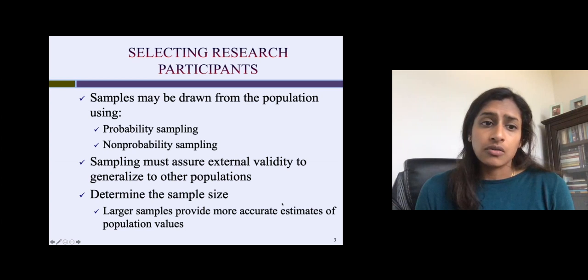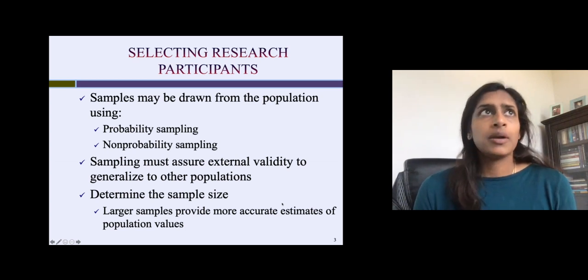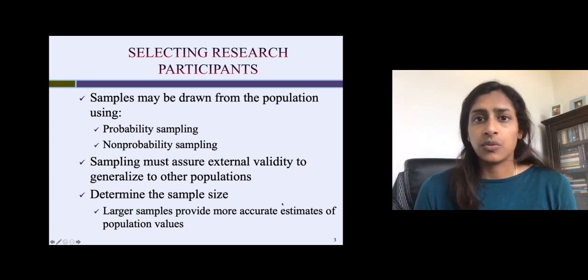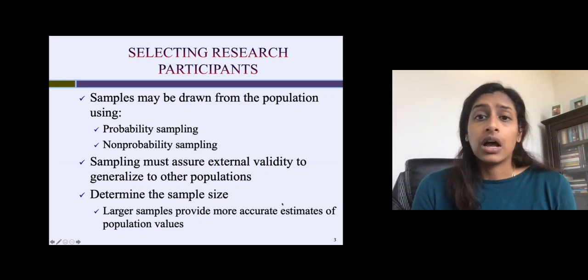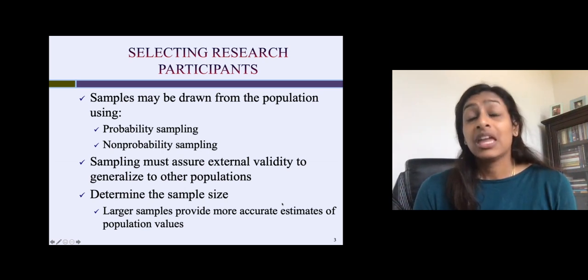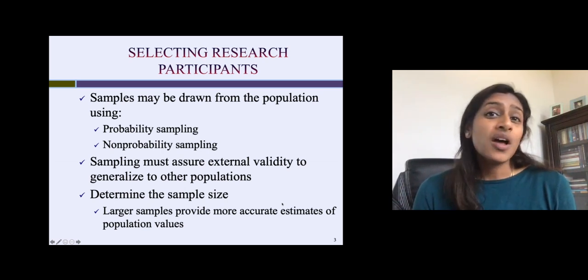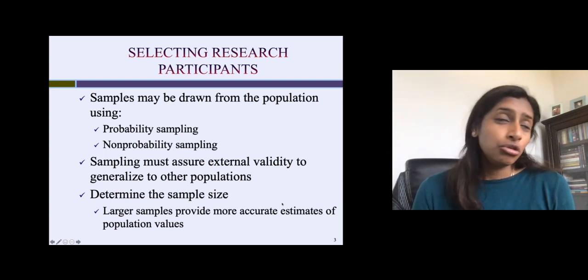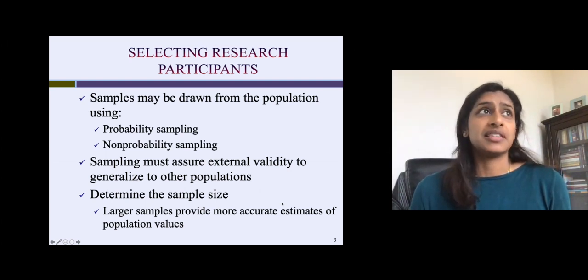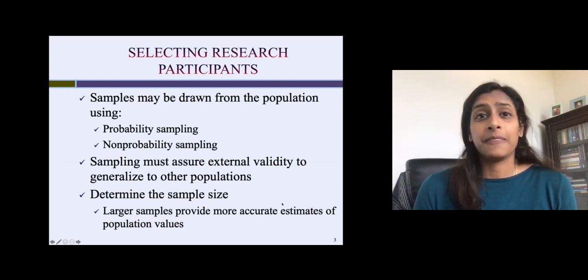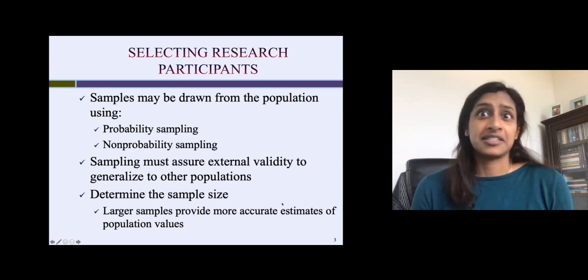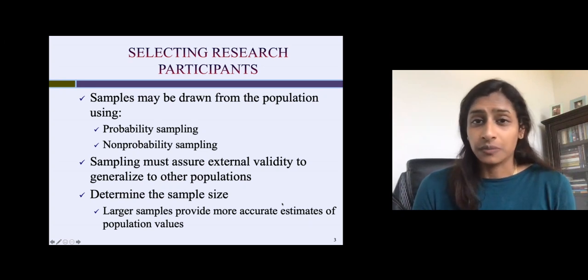When we think about sample size, you might say, well, how many participants do I need to collect data on? And this is going to differ. In general, larger samples provide more accurate estimates of the population. That being said, if you have a large enough sample size, you will inevitably find something significant. It doesn't necessarily mean that it is something significant that's worthwhile.